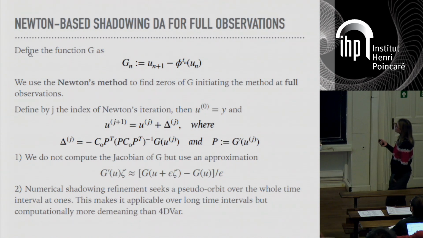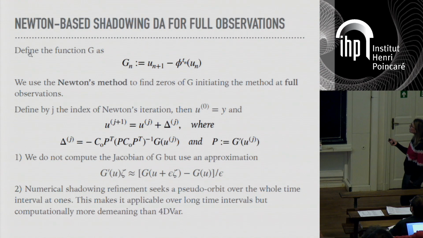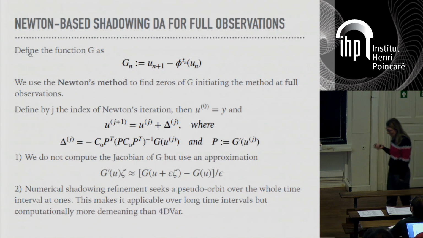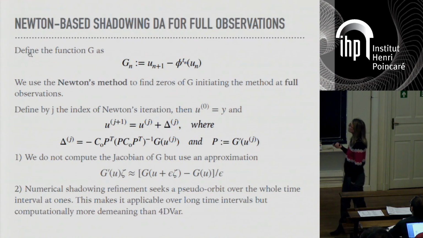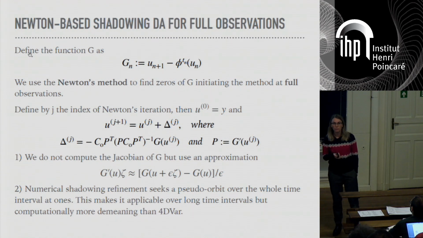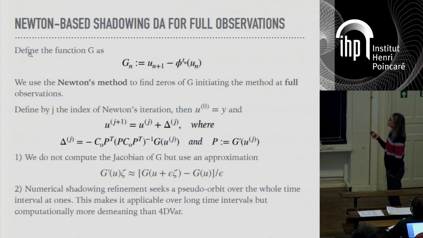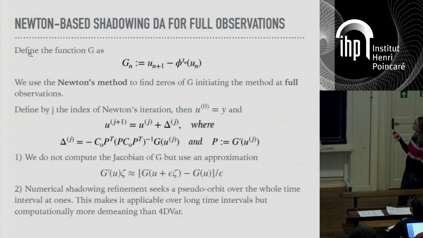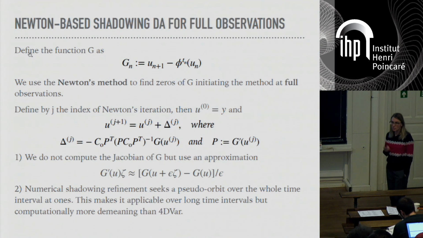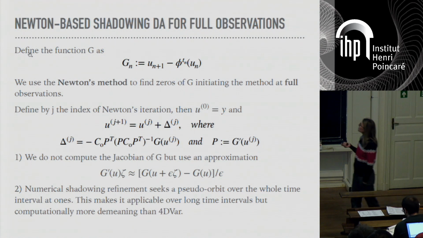Let's say we define this capital function G_n, where n is a time index. Then we have the difference u_{n-1} minus phi_{t_n}(u_n). The idea is to find the zeros of this function G. If you find the zeros of the function G, then we will have a solution of the discrete dynamical system. And we are going to use the Newton method because it has second order convergence.